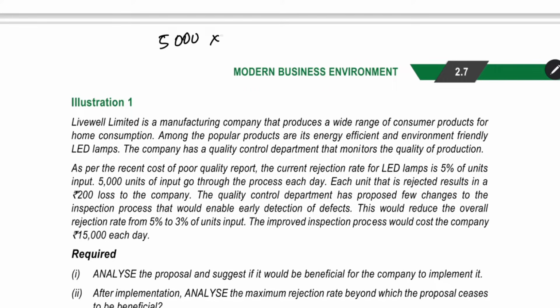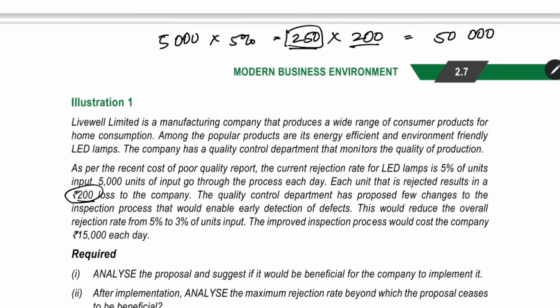They will get 5,000 units into 5% rejection. So 250 units will be rejected. Now 250 units are getting rejected. For 1 unit, the loss is 200 rupees to the company. It will be given in the question. You can read the question. 250 units are currently being rejected. For 1 unit, 200 rupees is the loss to the company. So currently 50,000 rupees is the loss.